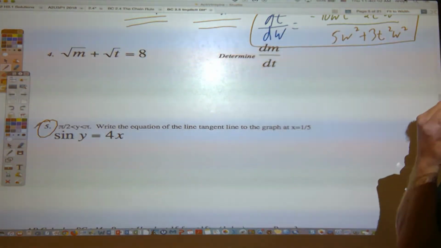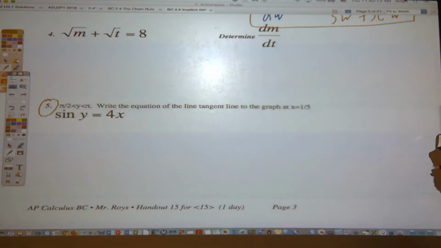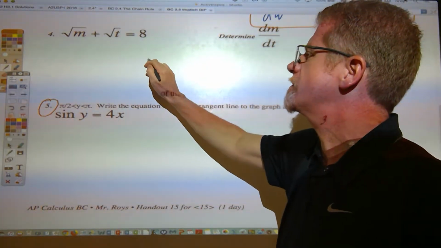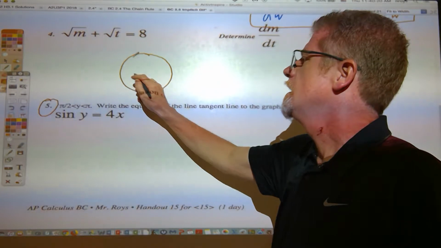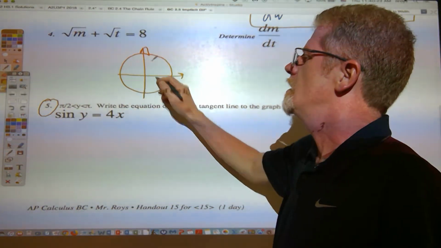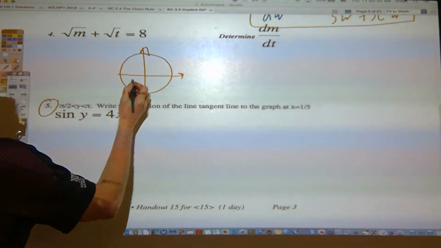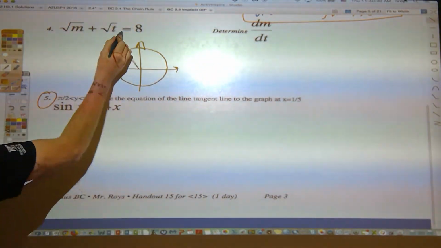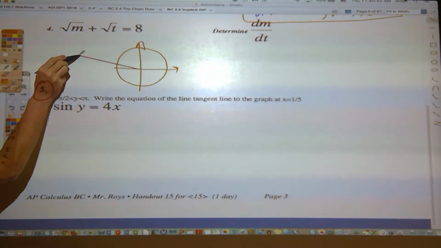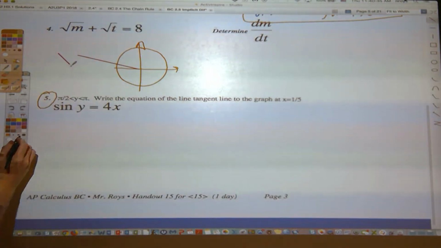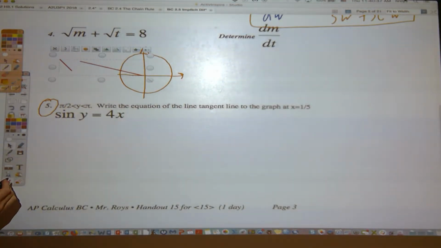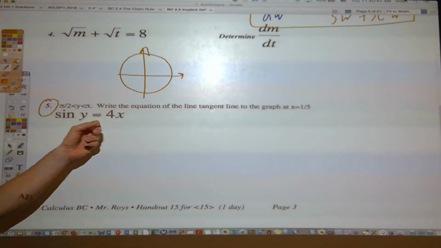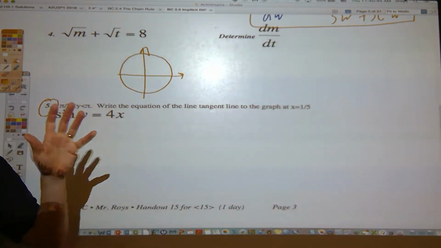Number 5 is a little more challenging. It says y is some angle between pi over 2 and pi. So I'm going to borrow some of our space for number 4, which we're skipping. And just in the context of the unit circle, I want to remind you that y is some angle out here in quadrant 2 territory. They're asking us to write the equation of the tangent line to the graph at x equals 1/5.